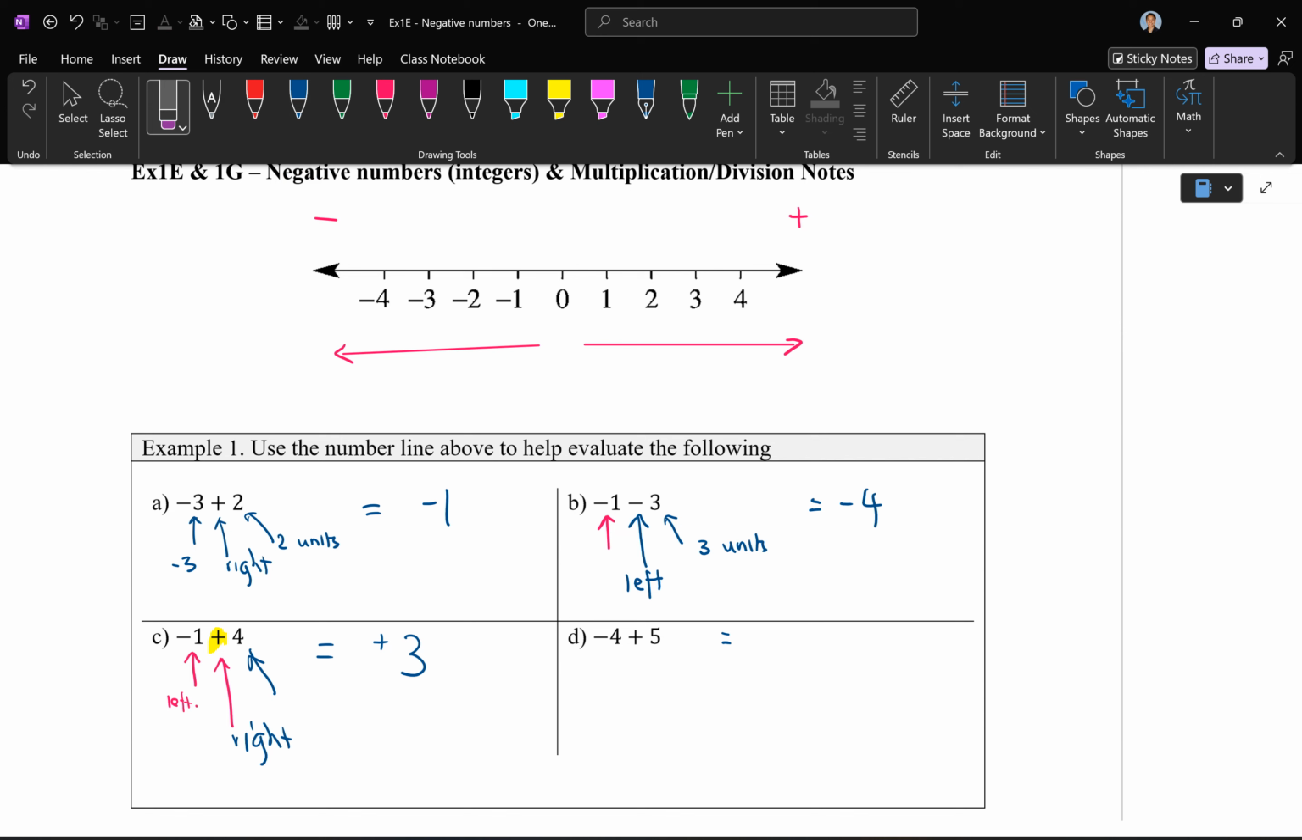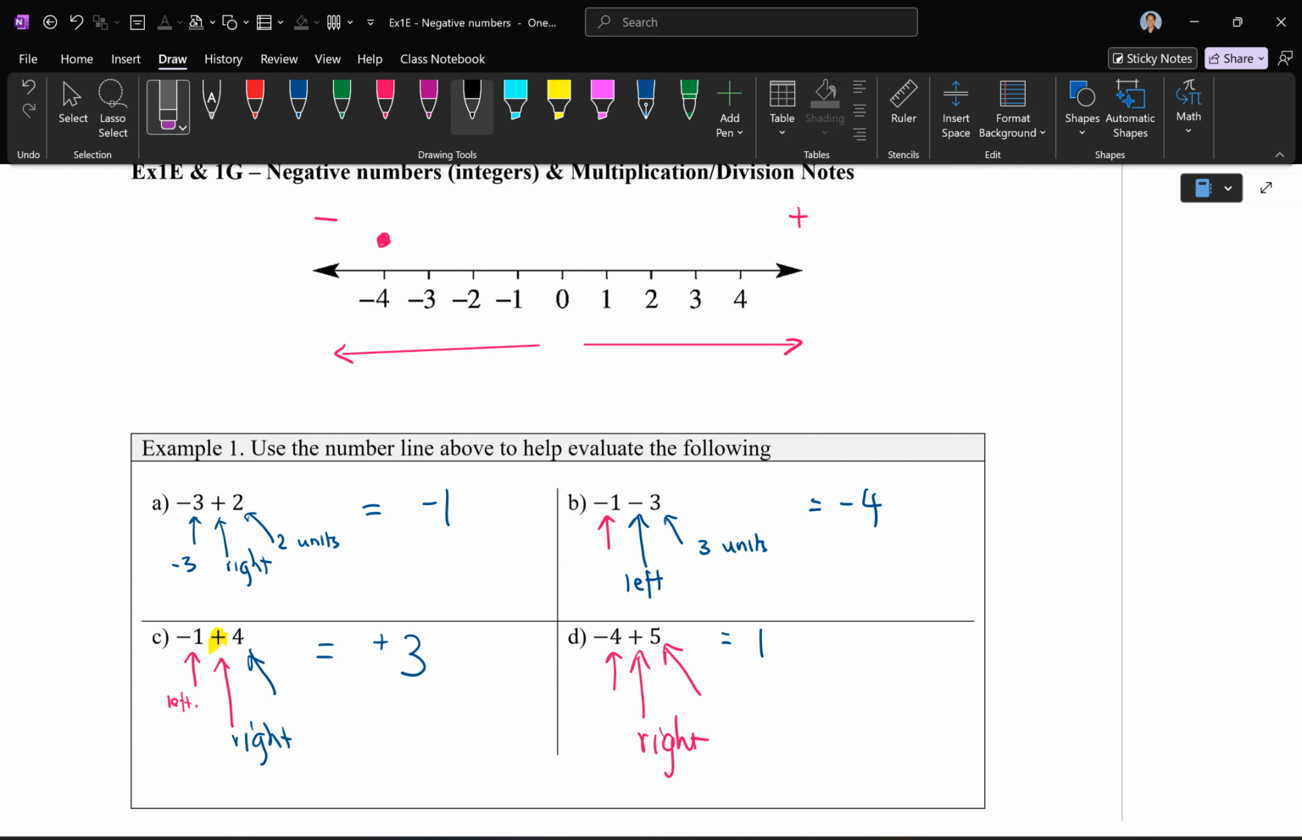Can I please have, let's go with Willem. What's negative 4 plus 5? 1. Let's check if he's correct. Negative 4 starts off over here. So here's my dot. Plus means I'm going to the right. So far he's correct. I'm moving to the right. And then 5 means 5 units.